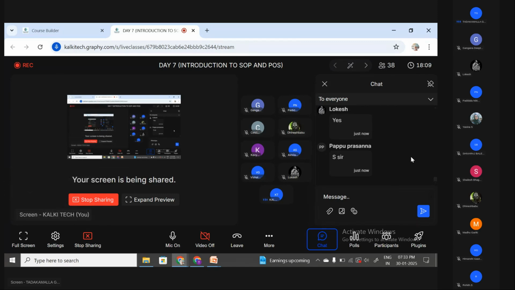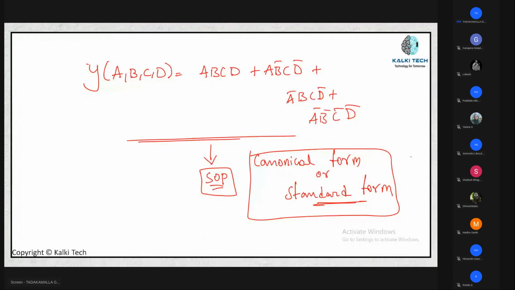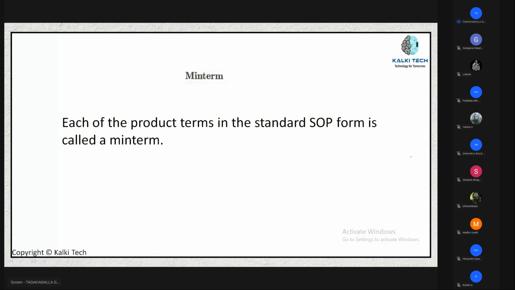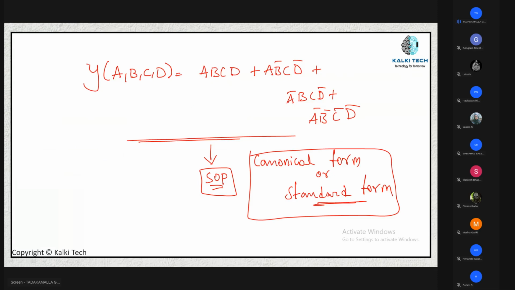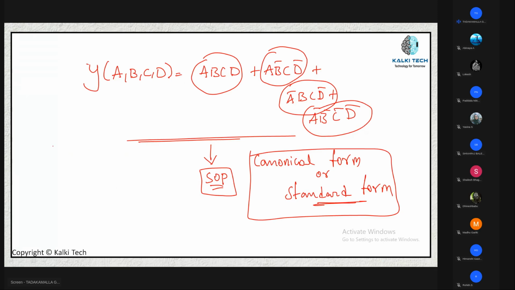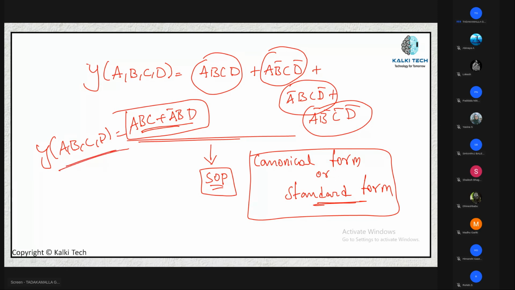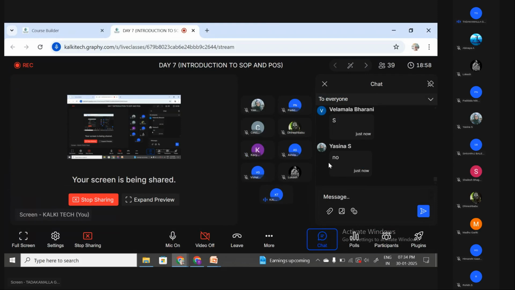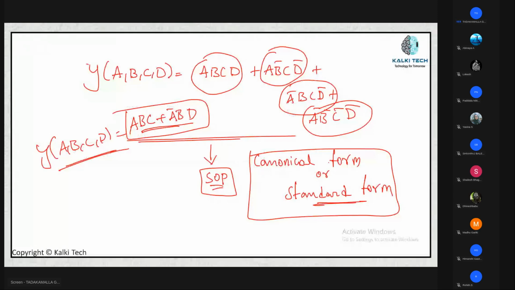So that was about your canonical SOP form. Now coming to one more concept, which is known as minterm. Each product term in the standard SOP form is called a minterm. So this is your minterm, and this is also your minterm, and this one, and this one. Remember, each product term in the standard SOP form. Like, suppose you have y of a, b, c, d equal to abc plus a bar bd, can you derive the minterms from this? No, right? So please remember, minterms are the product terms in the standard SOP form, not in normal form.